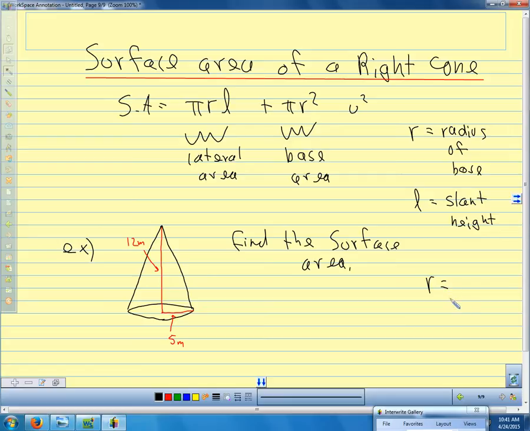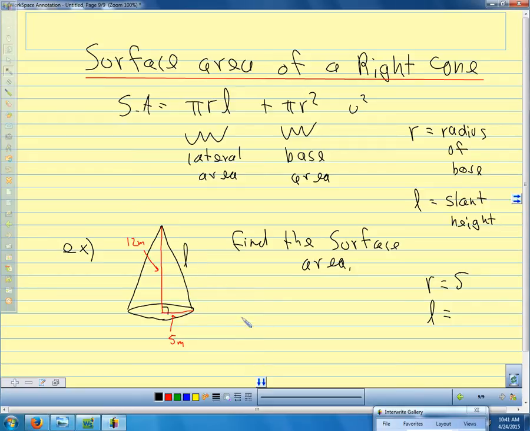What's the radius of the base? 5. What is the slant height? Oh, we don't have the slant height. What do we have here? We have the altitude. So how do we find the slant height? Pythagorean theorem. This is a right triangle.